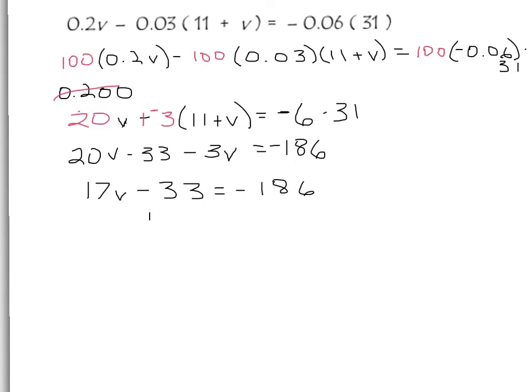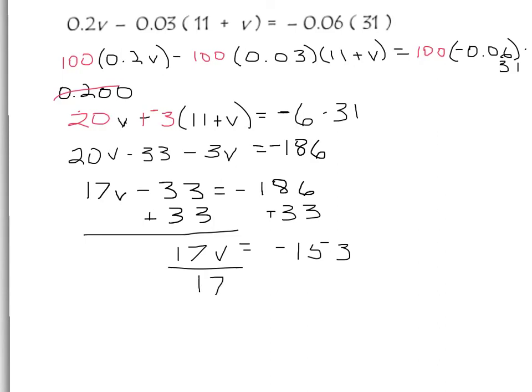Let's add 33 to both sides, and I get 17v equals negative 153, and then I divide both sides by 17, and I get v equals negative 9.